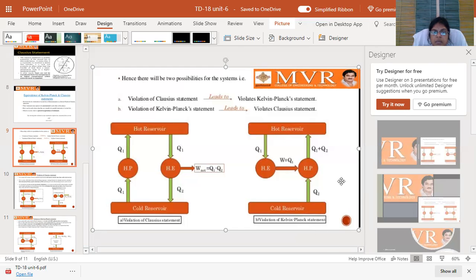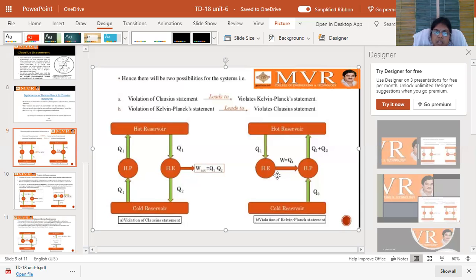It violates the Kelvin-Planck statement. But we can observe one thing here. We do not supply any energy, but only the Q1. Only the Q1 is supplied to the hot reservoir, and it takes Q1 and runs the heat engine, which gives the work done. So here it violates the Clausius statement, but it leads to a violation of the Kelvin-Planck statement. That is the point.